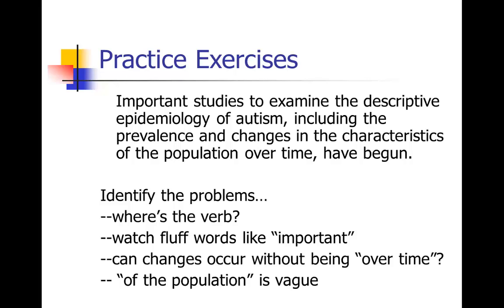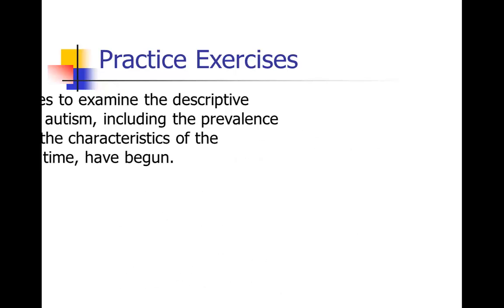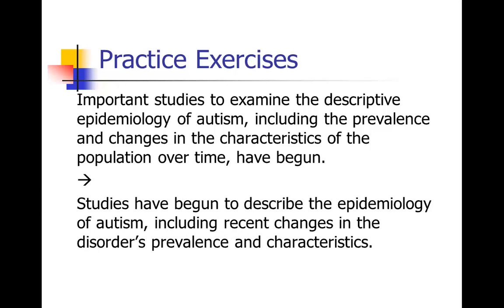And then at the end of the sentence, we get this, in the characteristics of the population. Well, that's very vague. Of what population? Unless you're going to specify a particular population, then of the population is just too vague in general to add anything. It's just extra words then. You might as well cut it. So I took this sentence and rewrote it, keeping all of these points in mind. It reads, studies have begun to describe, notice I moved the verb up, and instead of examine the descriptive, I put to describe the epidemiology of autism, including recent changes in the disorder's prevalence and characteristics.